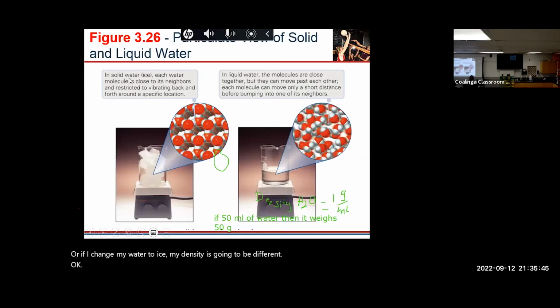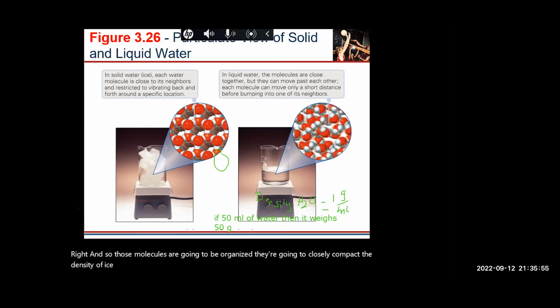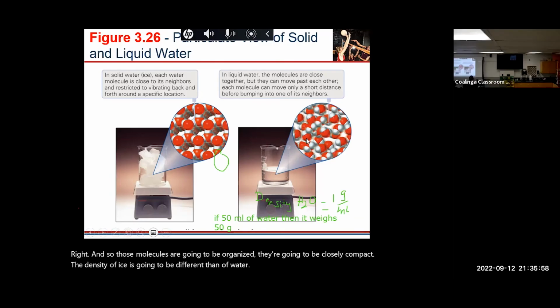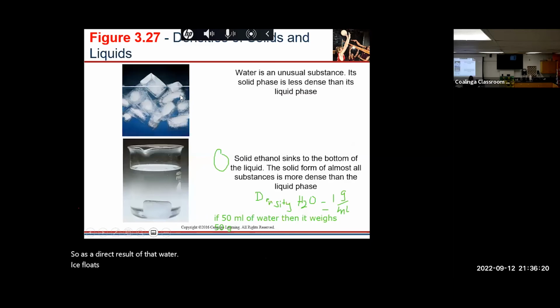So here is an example. We have ice, right? Those molecules are going to be organized and closely compact. The density of ice is going to be different than that of water. So here, this is water. Those molecules are really close together, right? They're going to be more compact than the ice, because the ice has that nice organized structure. As a direct result of that, ice floats on water, okay?